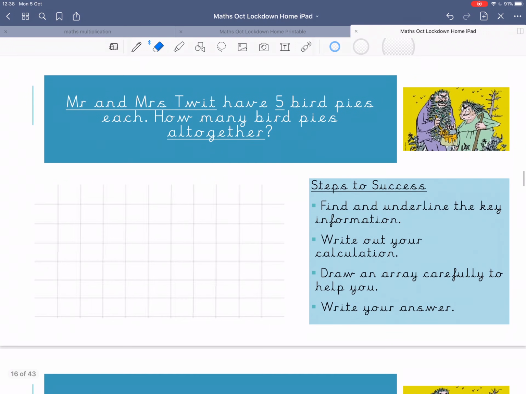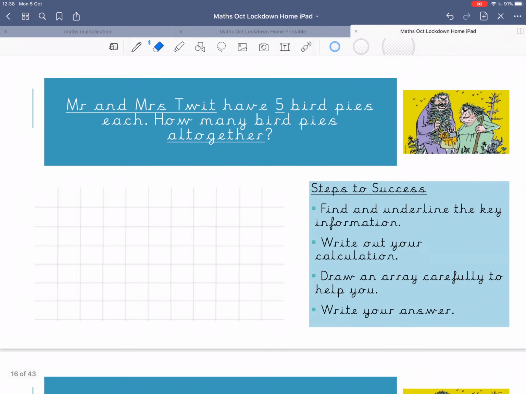Okay, we've got some problems now that we need to try and solve together. Now, here's our steps to success. Let's read our question first. Mr. and Mrs. Twit have 5 bird pies each. How many bird pies altogether? Now, this first bit has already been done for us, okay? It says find and underline the key information.